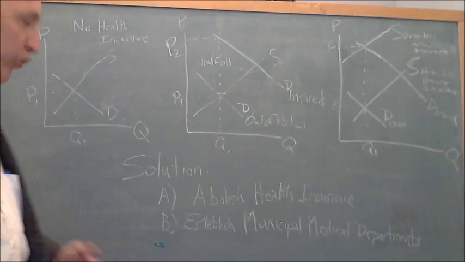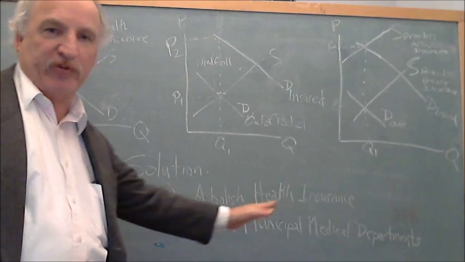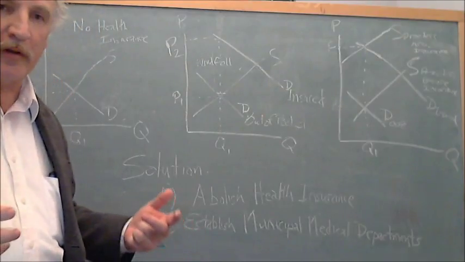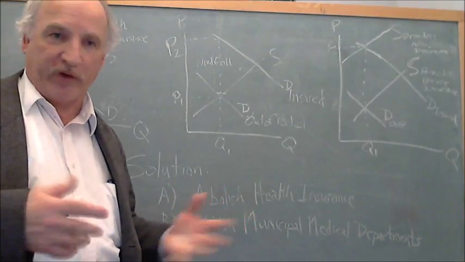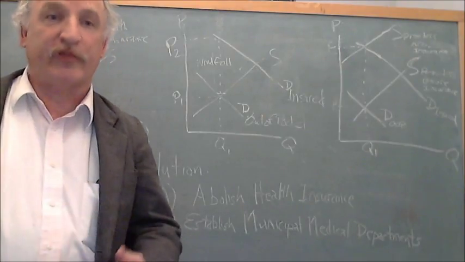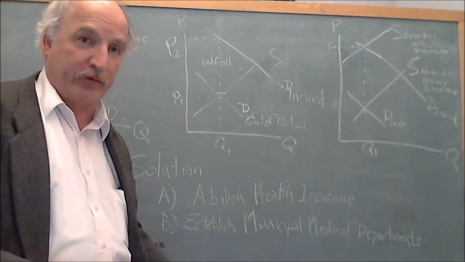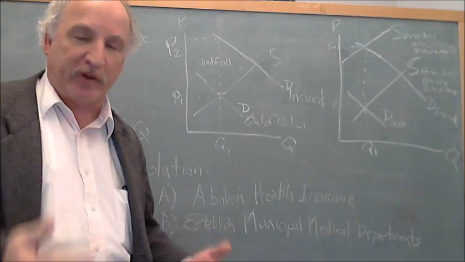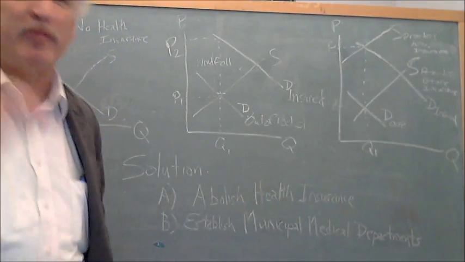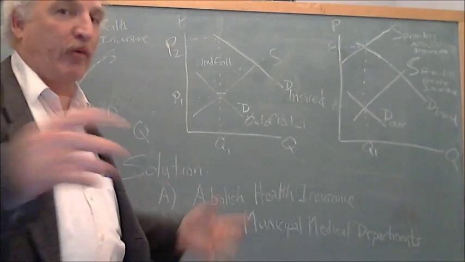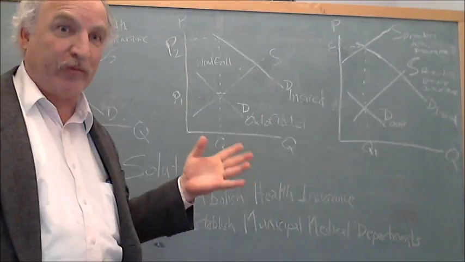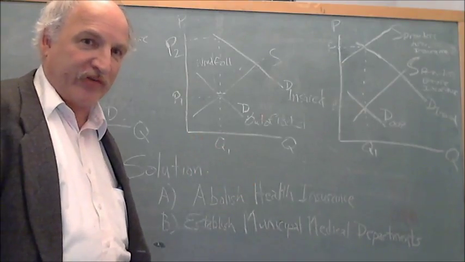So the second part is that we need to establish municipal medical departments. They would act similarly to a fire department in a town, or a first aid station, actually. It's a closer analogy. And they would provide medical care free to the people. How are they going to get paid? They're going to get paid by the town. How are we going to accomplish that with all the budget stress that's going on?